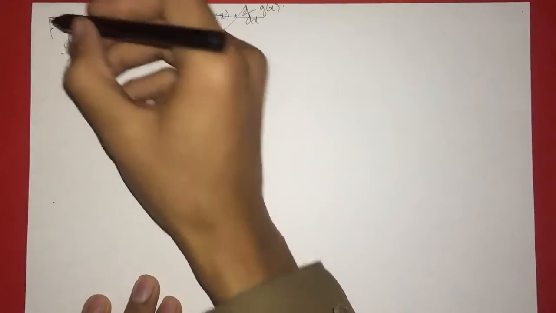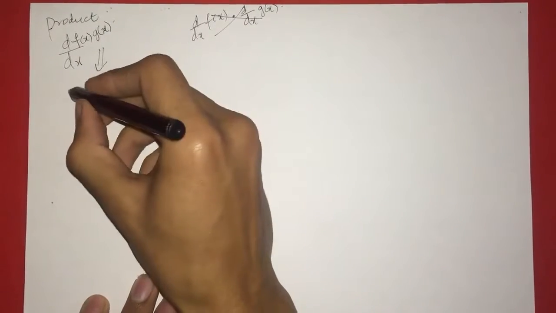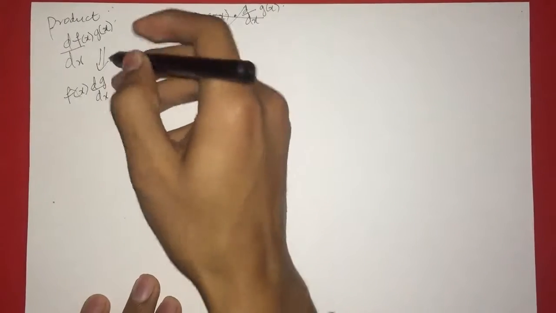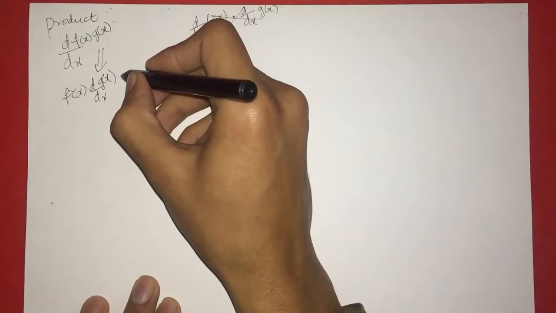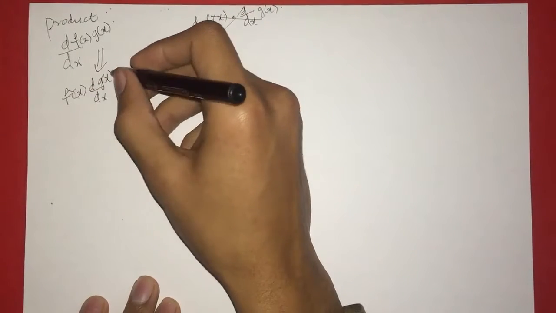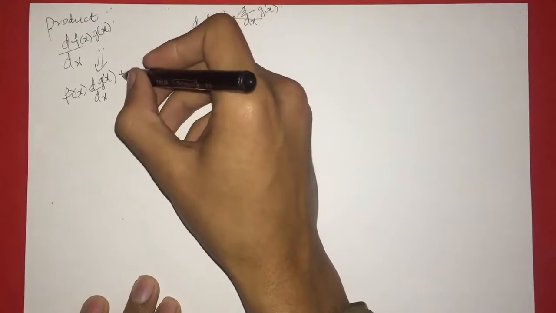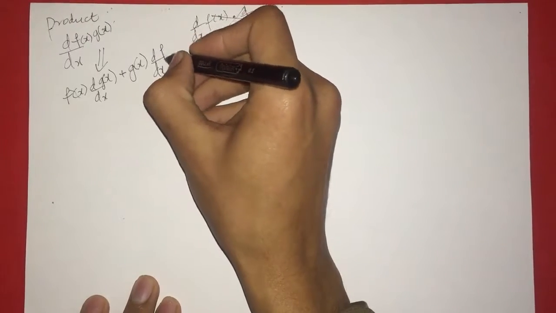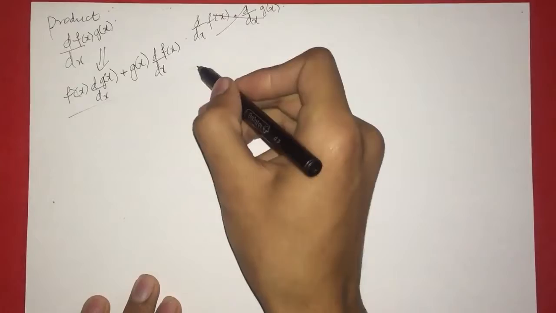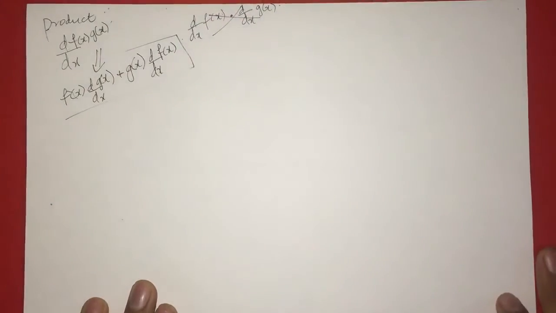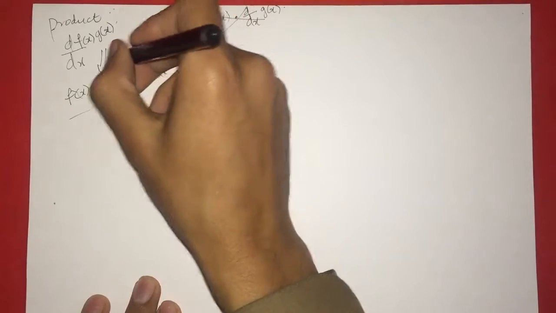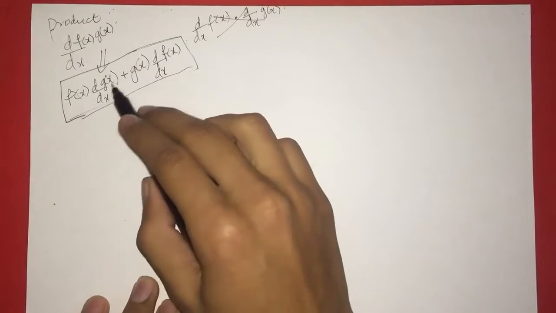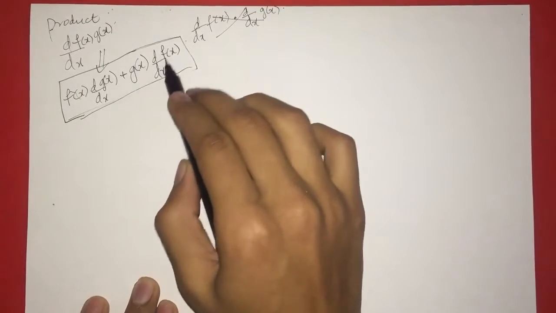The actual derivative is given by a formula for the product rule: you take the first term, f of x, times the derivative of the second term, plus the second function, g of x, times the derivative of the first. This is what the derivative of two functions that are being multiplied is going to be equal to. So the product rule is first times derivative of second plus second times derivative of first.